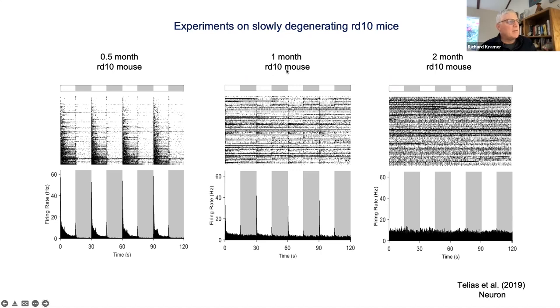Those same mice at 1 month of age, you can see the story starts changing quite dramatically. The light responses are diminishing greatly. And by the time we get to 2 months old, the light response is completely gone. So as I said, this is a mouse that has a progressive form of RP. It loses its photoreceptors between 2 and 3 months. But if you look carefully, you'll see that the level of background firing is increasing during the same time period. So coincident with the loss of the light response is this gain of hyperactivity.